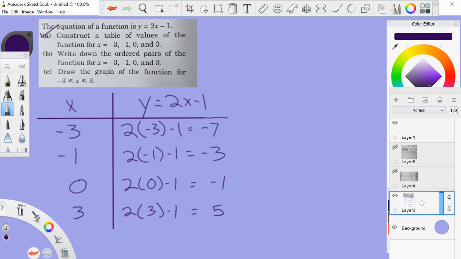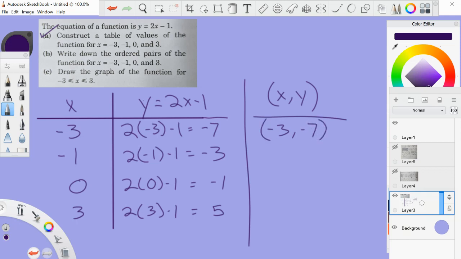The next thing we're going to do is we're going to write down these numbers from the table in ordered pairs. Now, an ordered pair has an x coordinate and a y coordinate. So for every row of our table, I'm just going to write down what was the x I plugged in? Well, it was -3. What was the y that I got out? It was -7. We're going to write that as an ordered pair. So for this next row, when x was -1, y was -3. When x is 0, y is -1. And when x is 3, y is 5. That's it. We're done with that section of the problem.